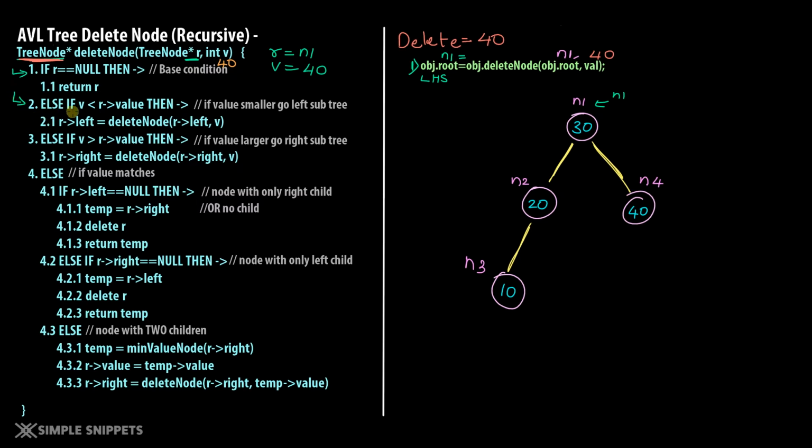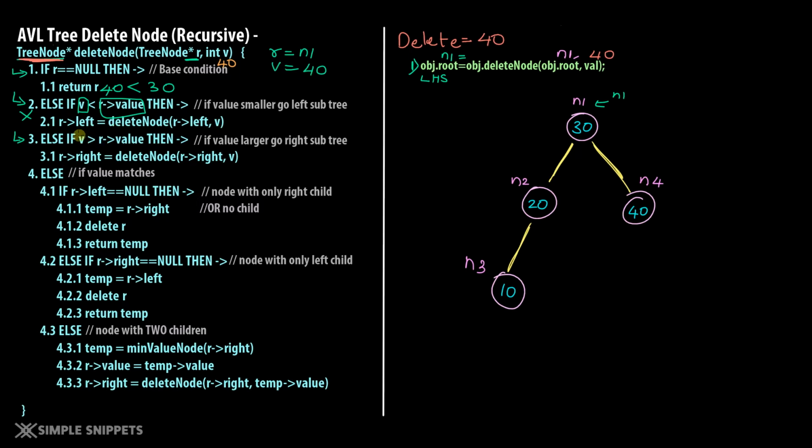In step 2, you are checking else if the value V, is it less than R of value? What is the value V? V is 40. Is 40 less than R of value? R, we are saying is N1. N1 has the value 30. Is 40 less than 30? No. So this else if will not be executed, we will not go inside, we will proceed with step number 3. Over here, we'll check if V is greater than R of value.